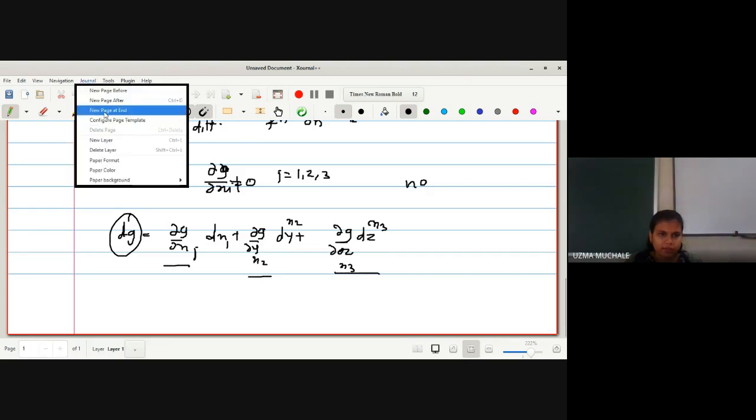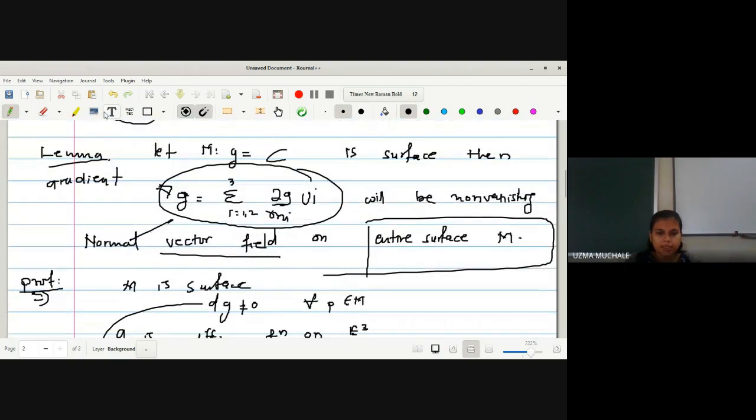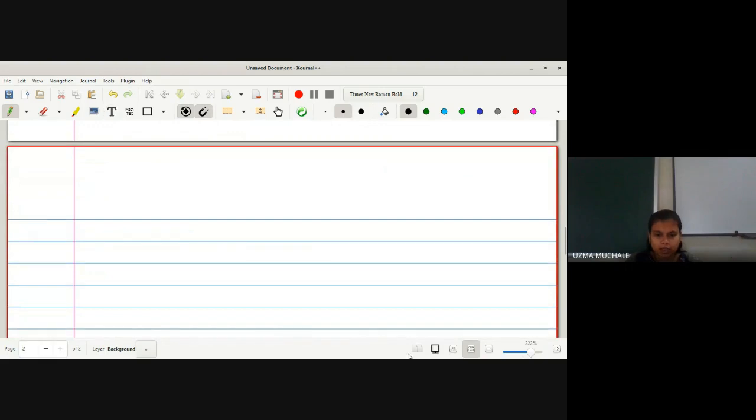Okay. So whatever is given to us, we have to start with that only. Given that M is a surface, we have used dg not equal to 0, which ensures that dou g by dou xi are non-zero on a surface M. Now we know the formula for del g. So what will be del g? It will be dou g by dou x, dou g by dou y, and dou g by dou z.